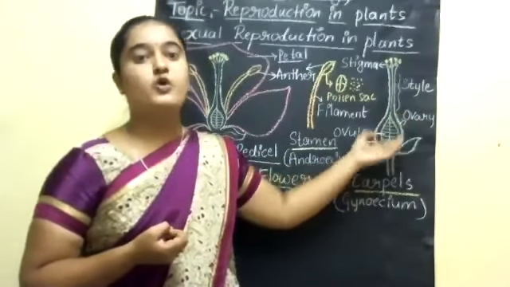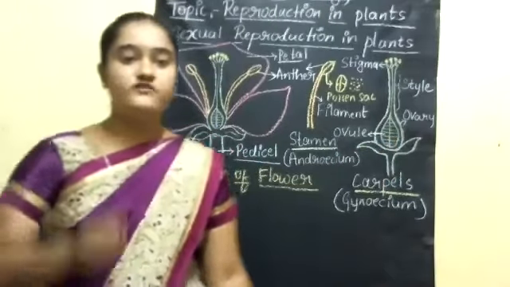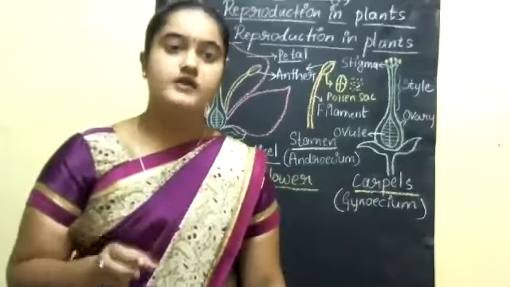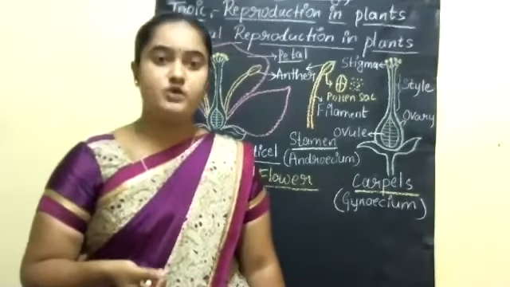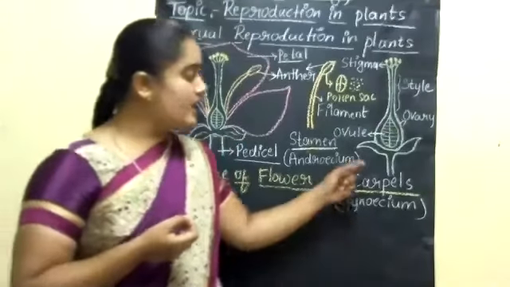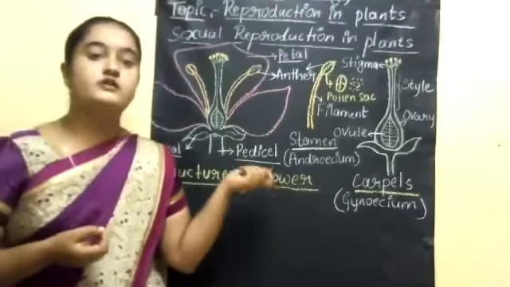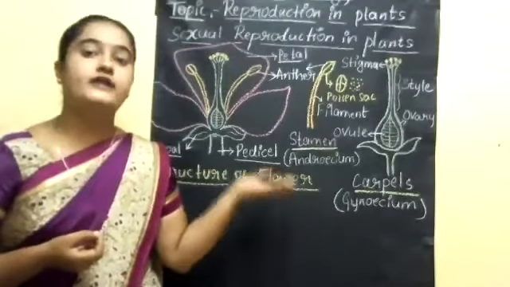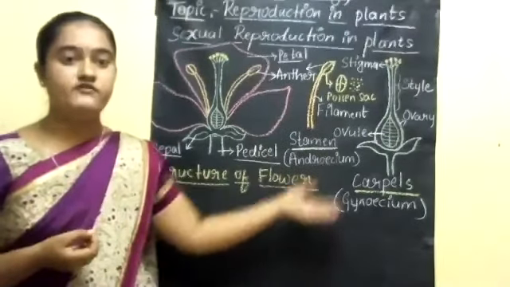Inside the ovary there are ovules. These ovules consist of egg cells. After the fertilization process is over, these egg cells give rise to the seeds. That is how this flower helps in sexual reproduction in the plant body. Got it? So this is the structure of a flower.